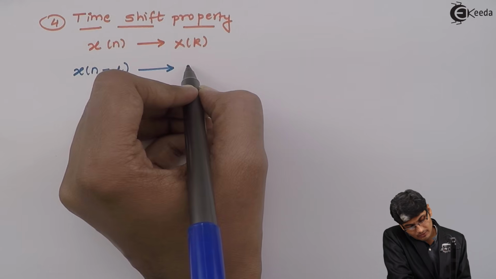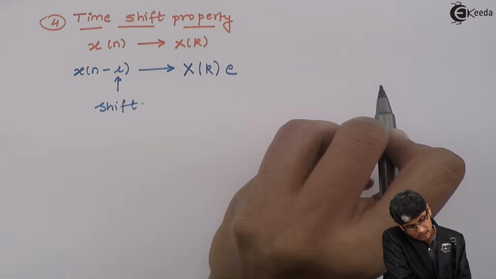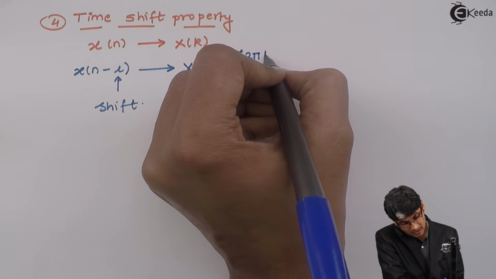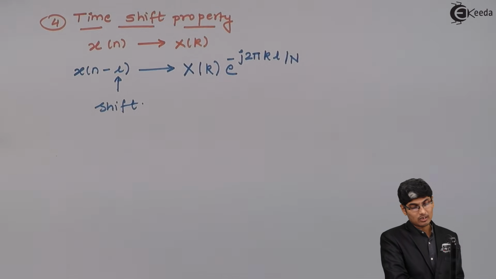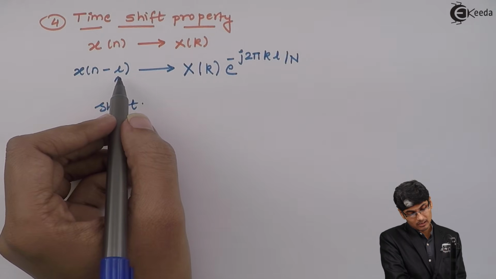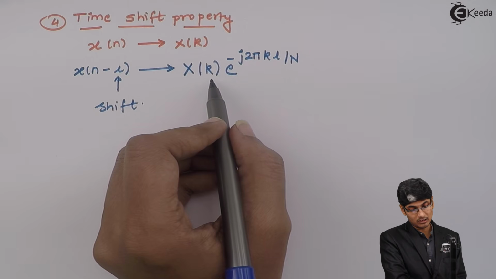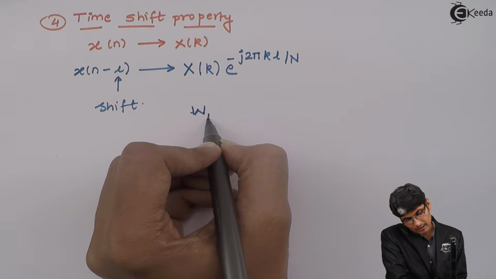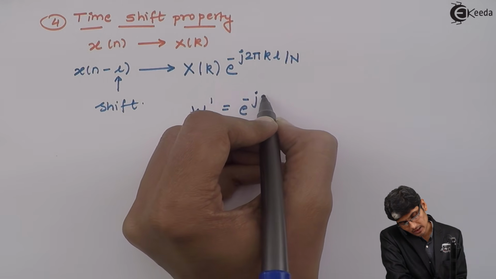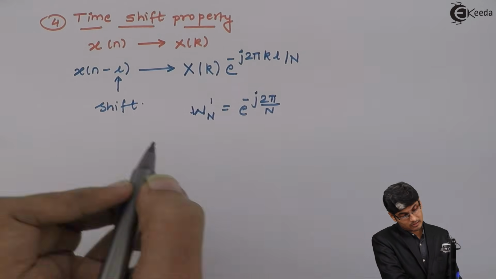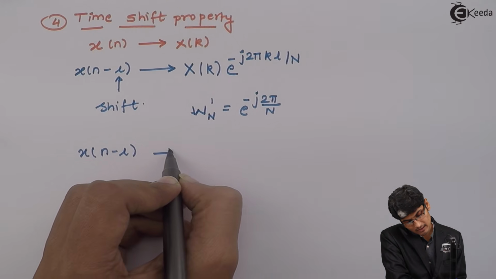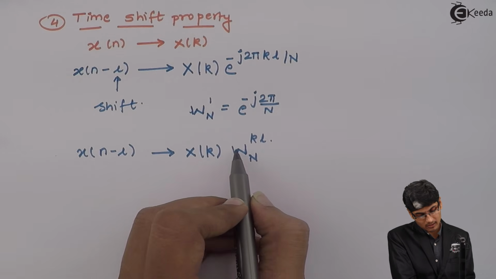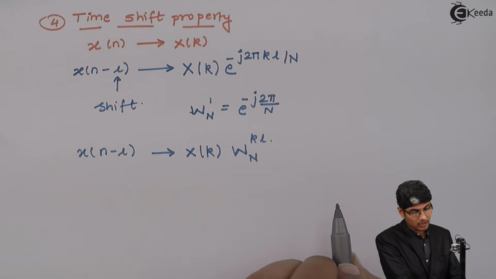Then my X of k will be modified as X of k e raised to minus j 2 pi k L by N. So if I shift the signal by L, it is equivalent to multiplying the frequency domain by a factor e raised to minus j 2 pi k L by N. We know that W N raised to 1 is equal to e raised to minus j 2 pi by N. Then we can write in terms of the twiddle factor: x of n minus L gives X of k W N raised to kL. Okay, so I can replace it like this.